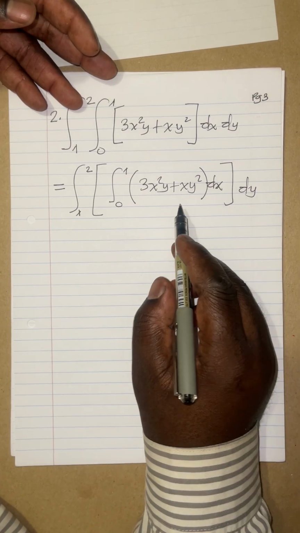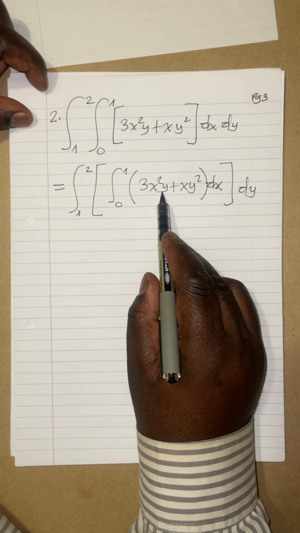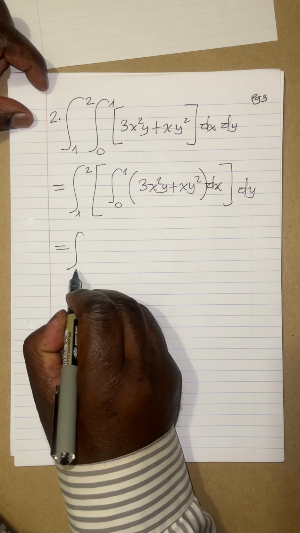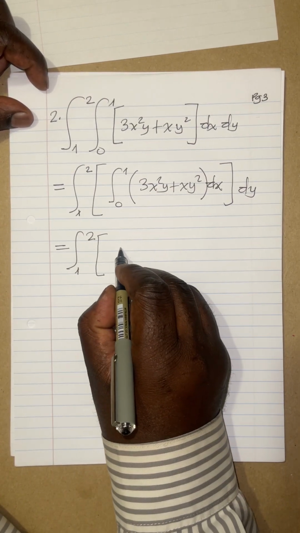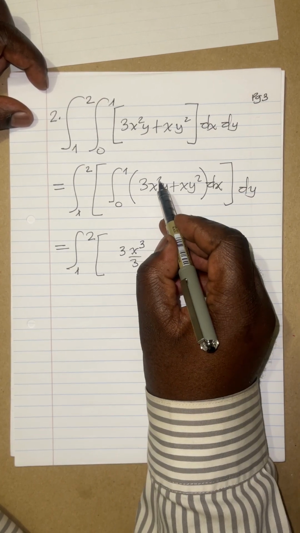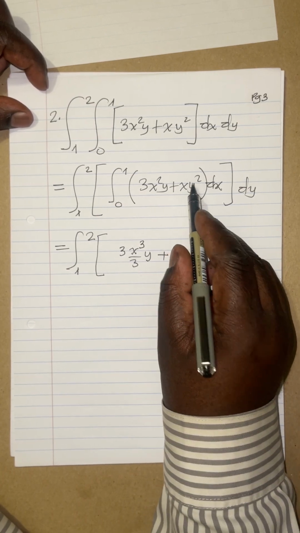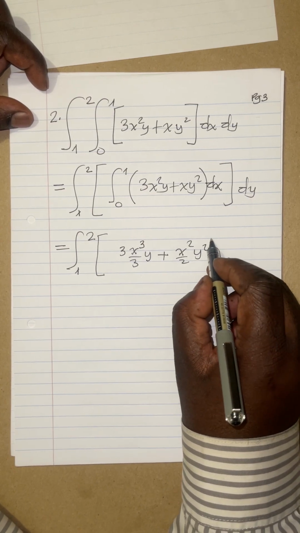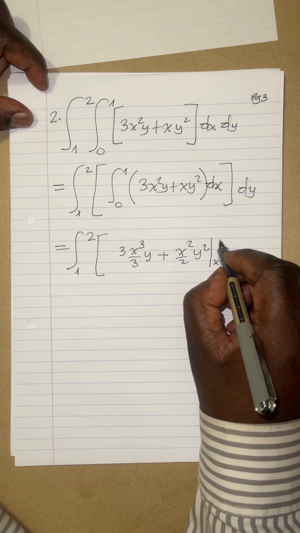Now, integrating with respect to x, remember in this case 3y will be constant, and y squared will be a constant. So here is how it goes. The integral from 1 up to 2 of what? There, I'm going to have 3x cubed over 3. Remember, we add 1 to the power and divide by the result. Y is a constant, plus here the power is 1, so we have x squared over 2. Y squared is a constant. Limits of integration from x equals 0 all the way up to x equals 1.